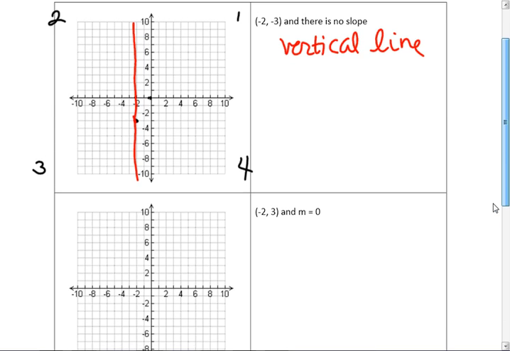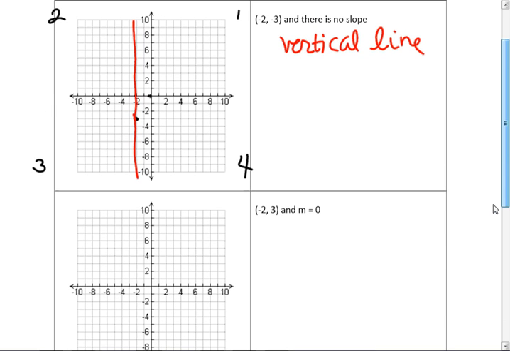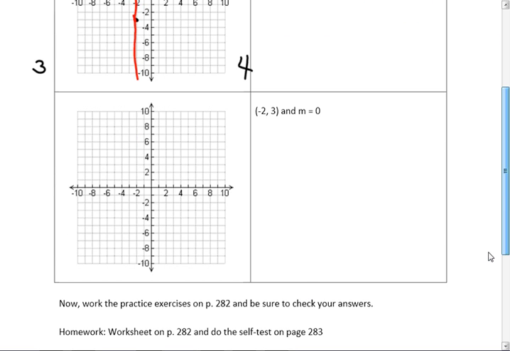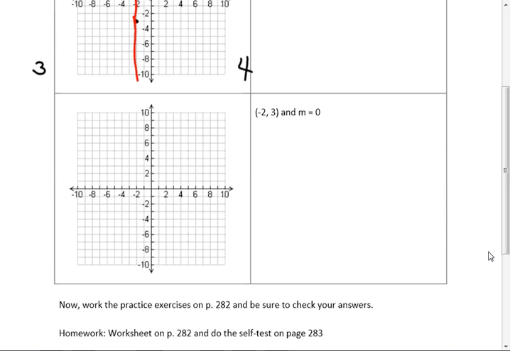Now, I took the same point. No, I didn't. I took -2, +3. I think I meant -3, but that's okay. -2, +3, where's that going to be? Where's -2, +3 going to be? What quadrant?